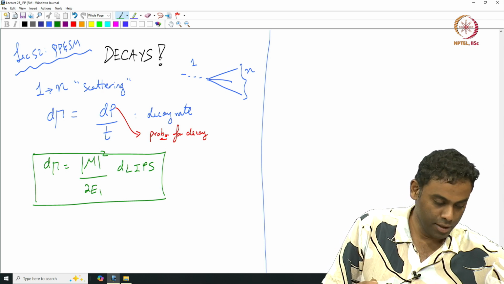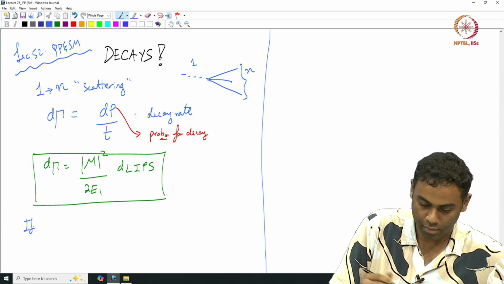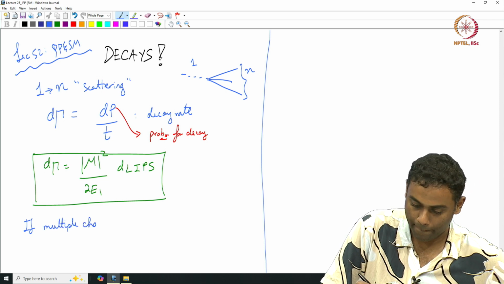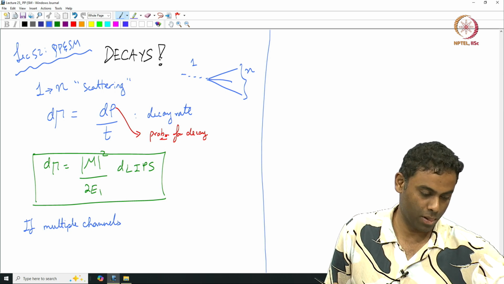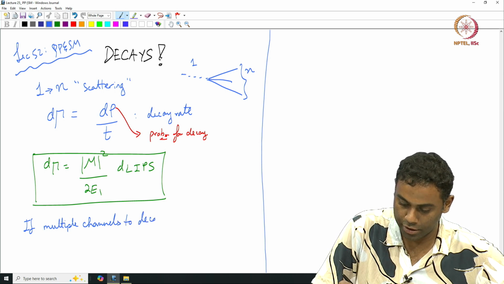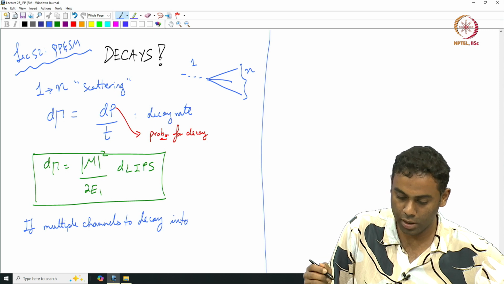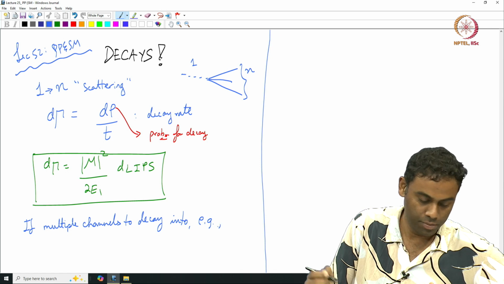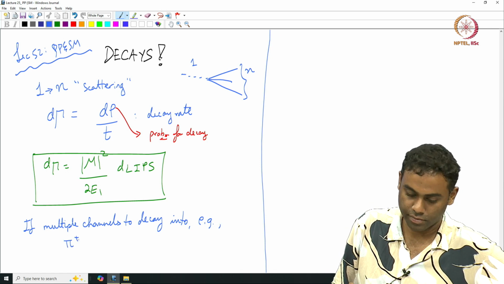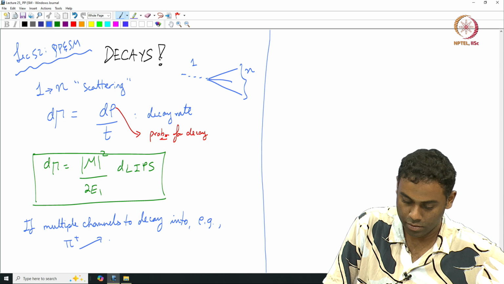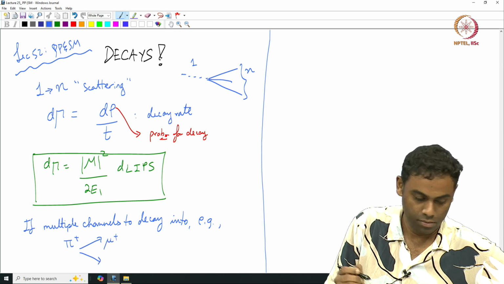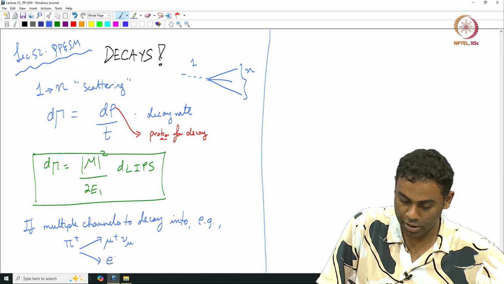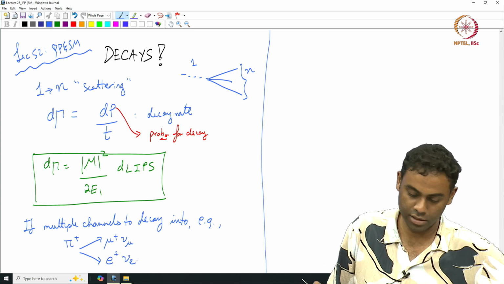So if there were multiple channels to decay into, a particle need not decay to only one set of daughters, we know this, right? For example, the pi plus can decay into the mu plus with a muon neutrino. It can also decay to a positron and an electron neutrino, right?